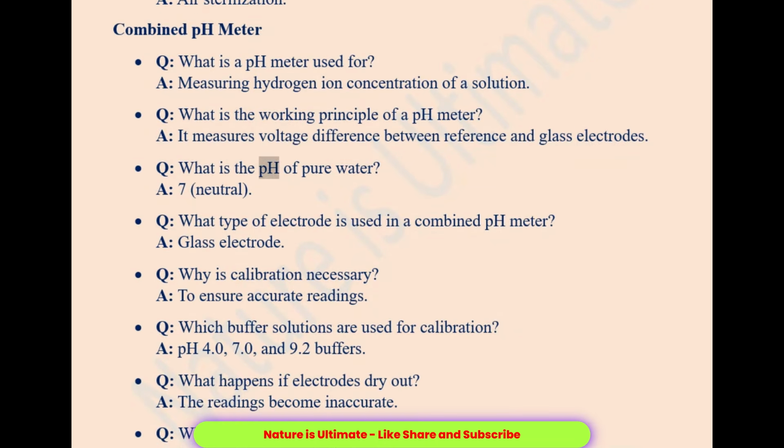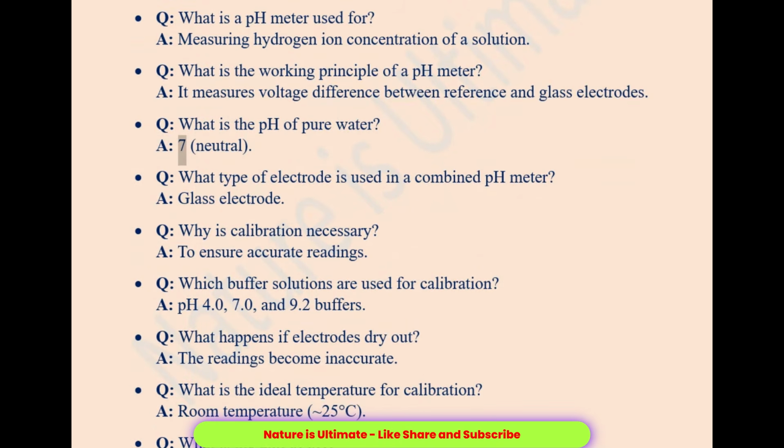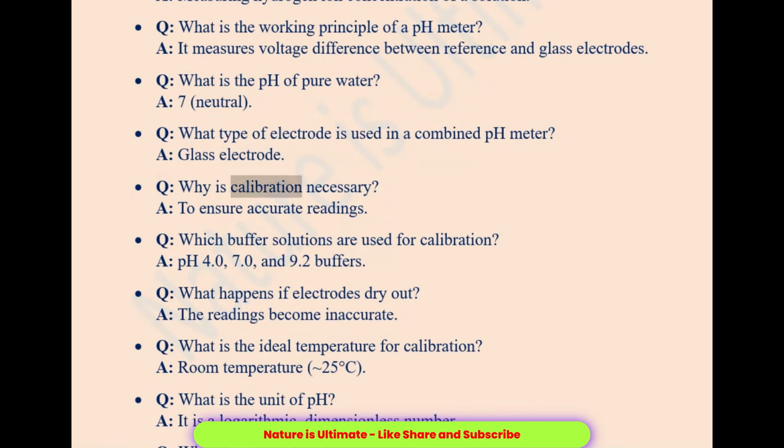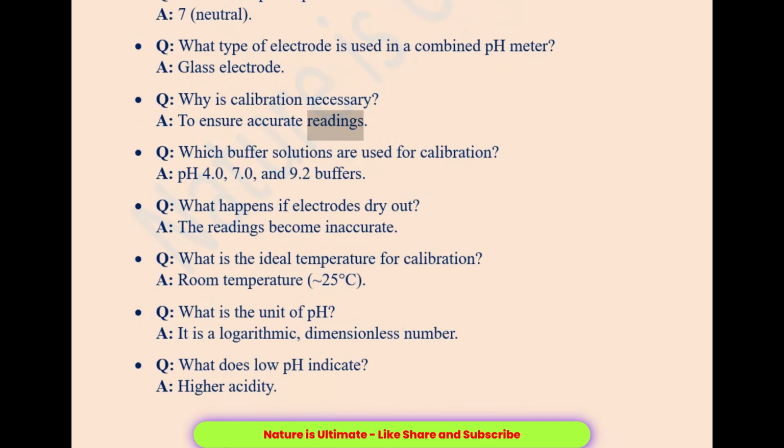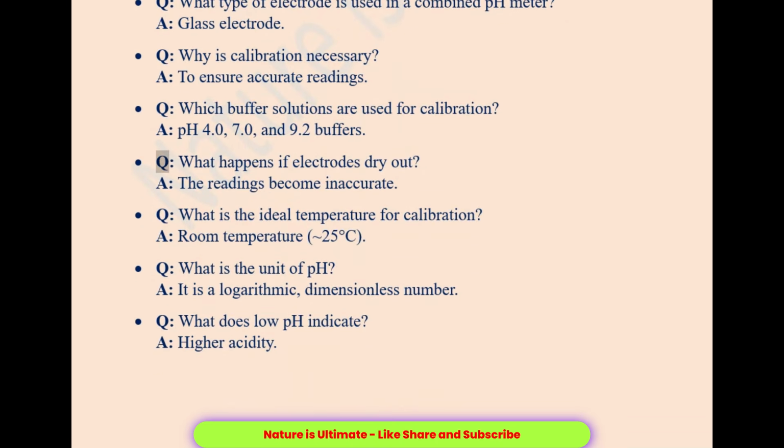Q. What is the pH of pure water? A. 7, neutral. Q. What type of electrode is used in a combined pH meter? A. Glass electrode. Q. Why is calibration necessary? A. To ensure accurate readings. Q. Which buffer solutions are used for calibration? A. pH 4.0, 7.0, and 9.2 buffers. Q. What happens if electrodes dry up? A. The readings become inaccurate.